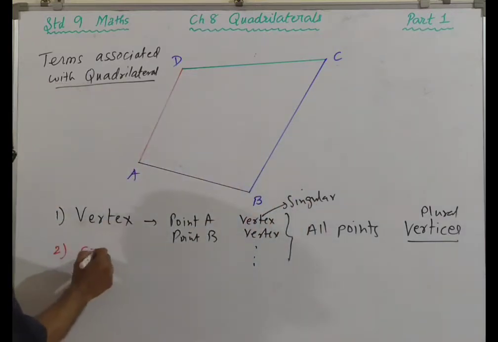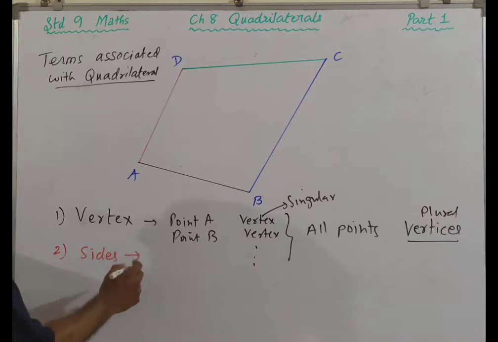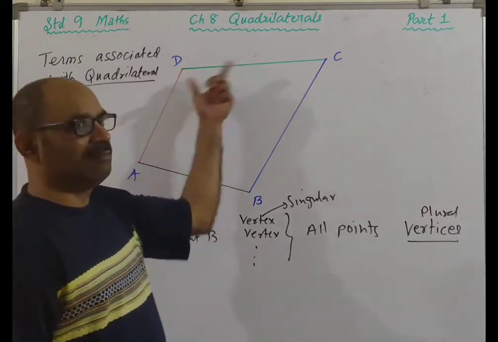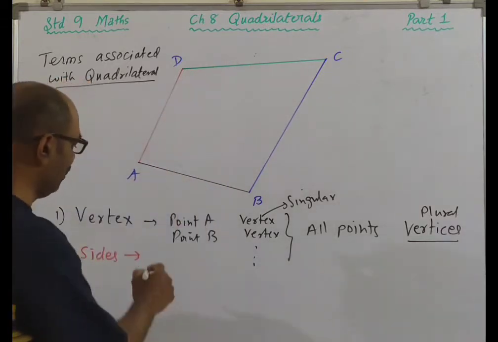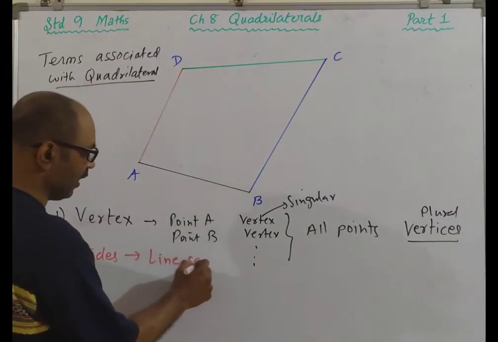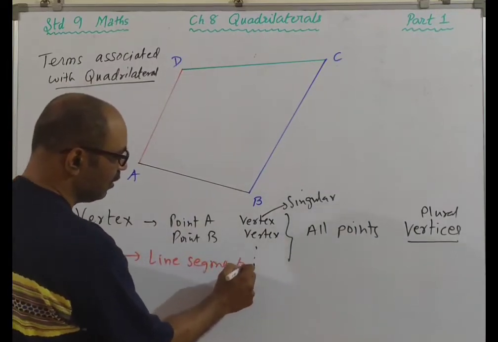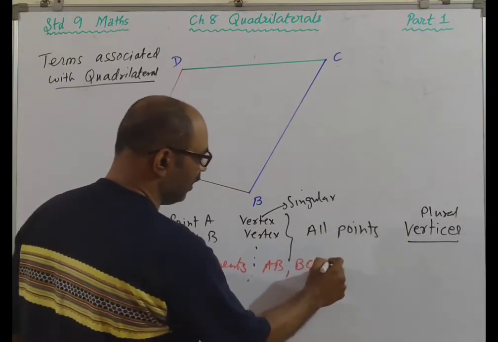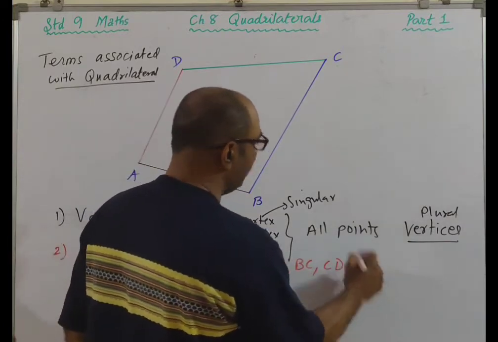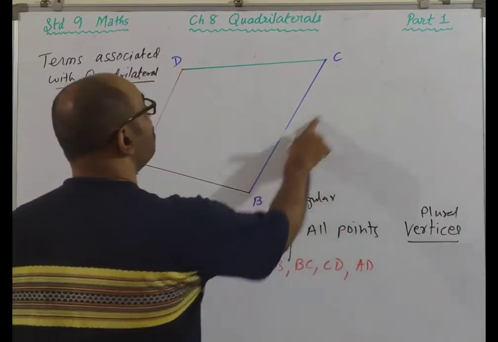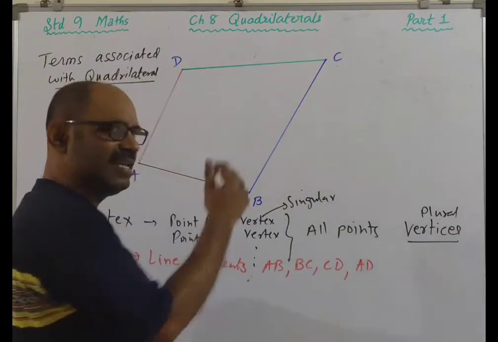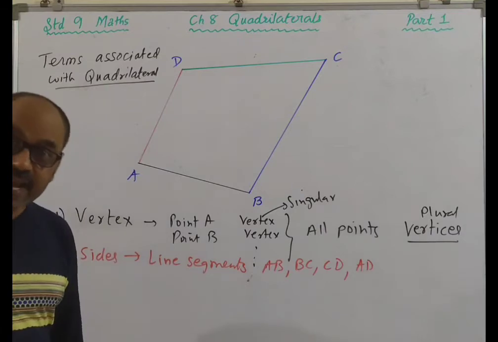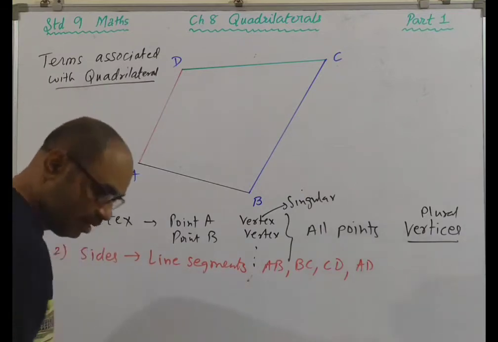Second term, sides. Yes, children. The 4 line segments that you see are called sides. Line segments AB, BC, CD, DA or AD. These are the sides of the quadrilateral.